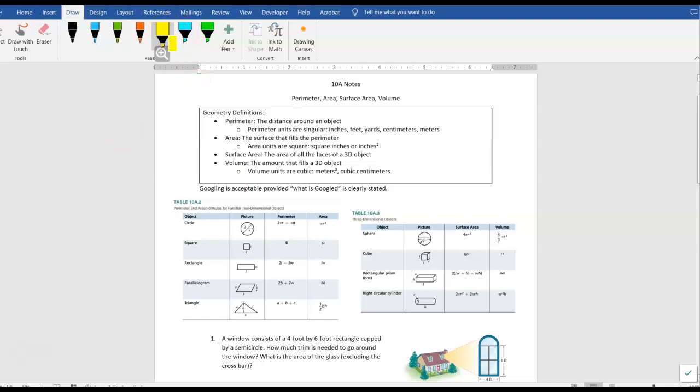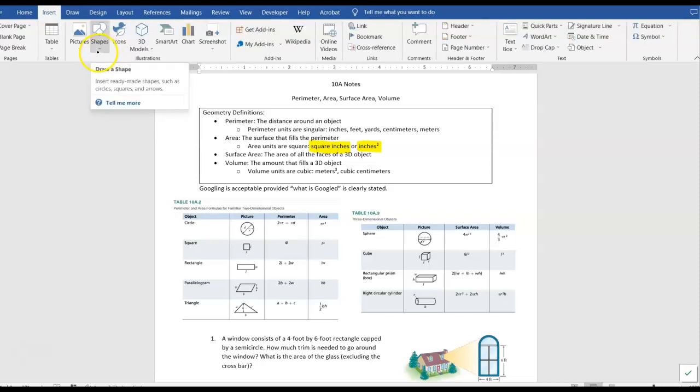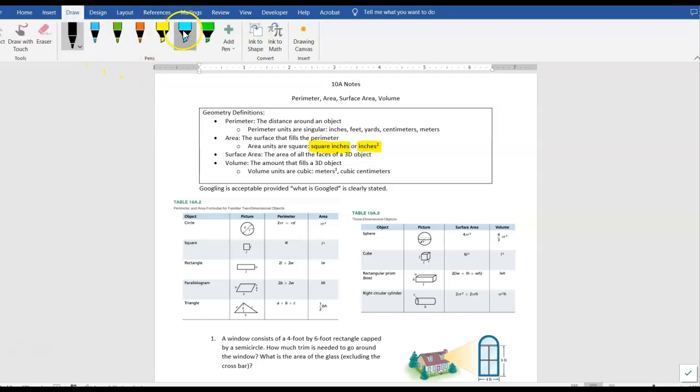So in either one of these cases, you have something that looks like this, or you can write it using the exponent. Surface area is the area of all the faces of a three-dimensional object. So it's area, but it is each one of the sides, essentially. And then volume is the amount that fills a three-dimensional object. Volume is in cubic meters or cubic units, so we can write it using the exponent of 3, or we can write the word cubic.